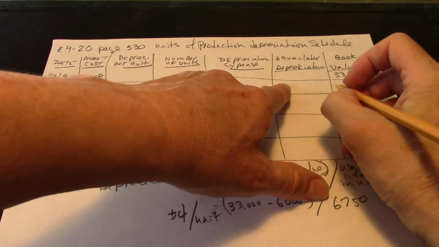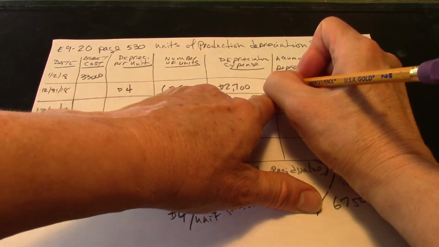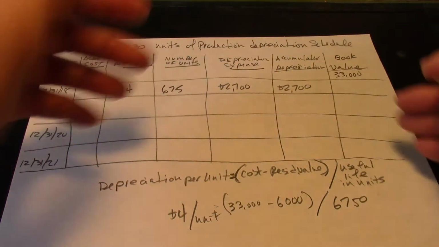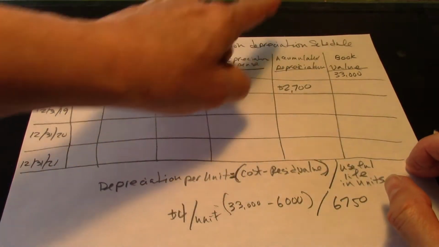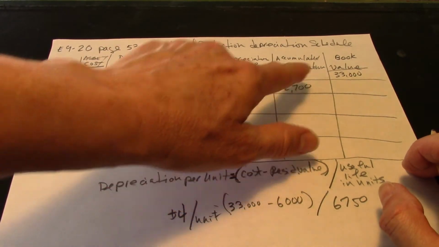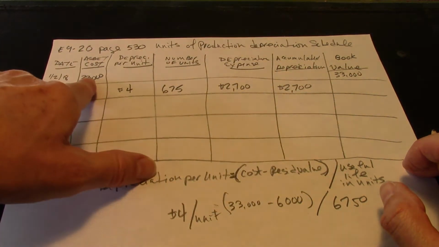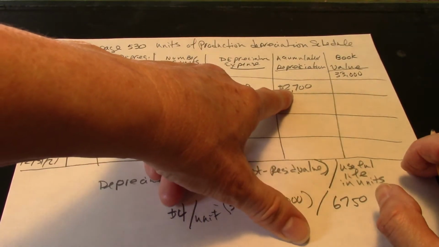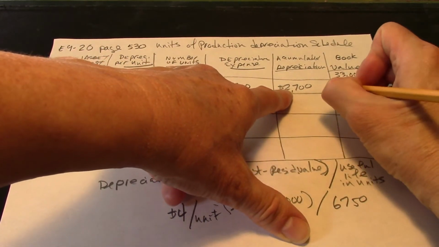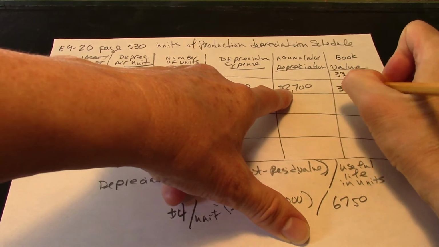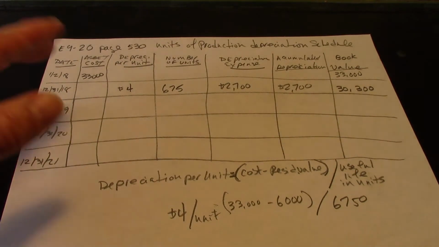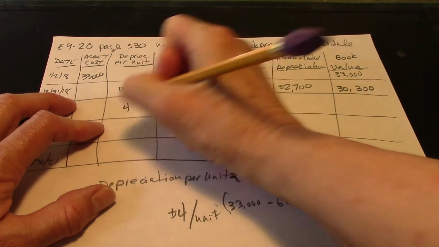All right, so that's our accumulated depreciation, because we didn't have any from before. So it's asset cost, 33,000 minus 2,700, is equal to 30,300. Okay, so the next year, same idea. It's still $4 per unit.